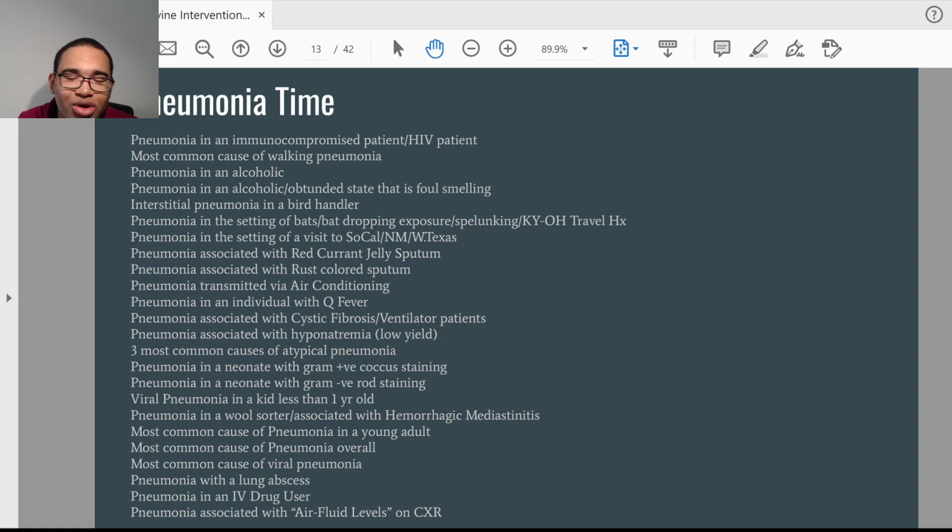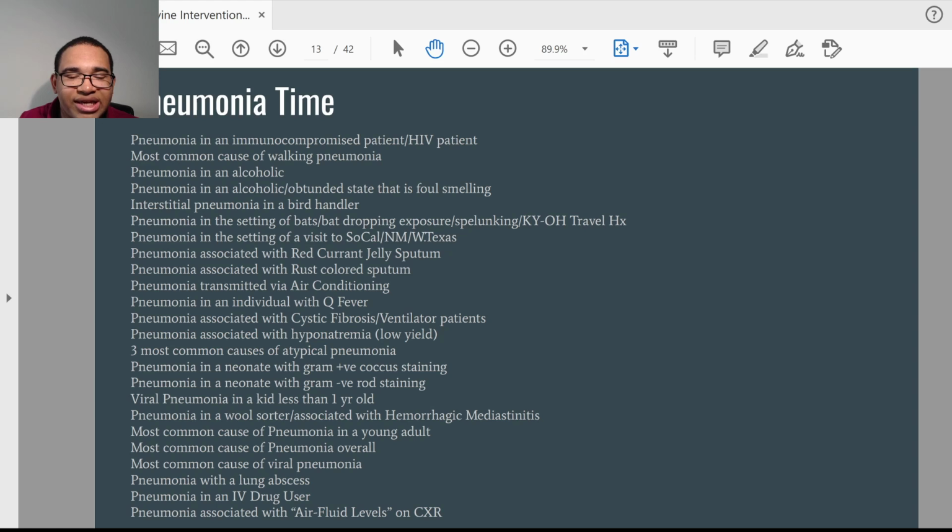And then pneumonia in a neonate with gram-positive coccus staining. What is that? That's group B strep, right? That's Strep agalactiae. And then pneumonia in a neonate with gram-negative rod staining. That's E. coli, right? Remember the 3 most common causes of pneumonia in neonates. We have group B strep as number 1, E. coli as number 2, and Listeria as number 3.